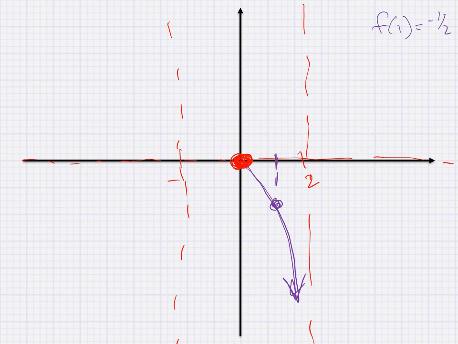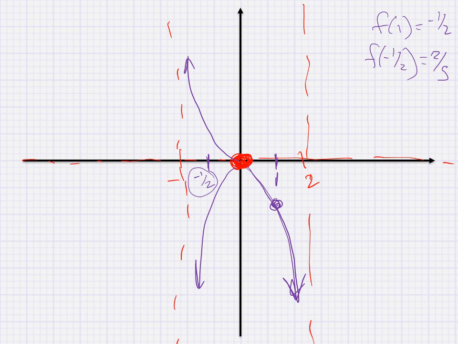Same thing, as I leave this point going the opposite way, I'm either going to do this or this. The only way I know is to take a checkpoint in here. Negative 1/2 would be an x value in here. Unfortunately, it's fractional, but you still should do it. Find f of negative 1/2, see what you get. Well, you're actually going to get 2/5, which is up here. It's positive.